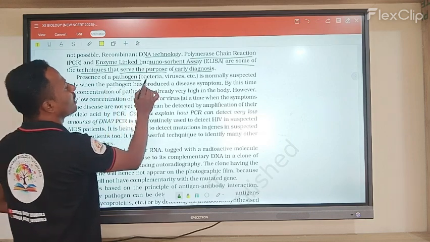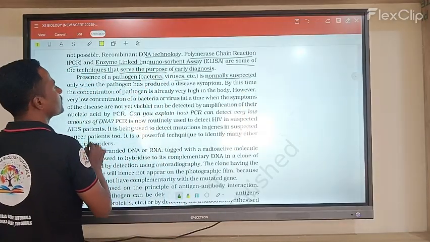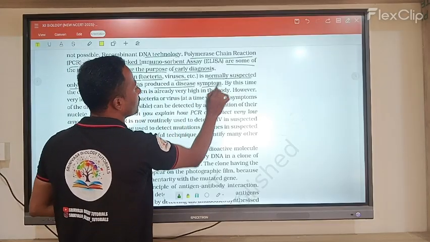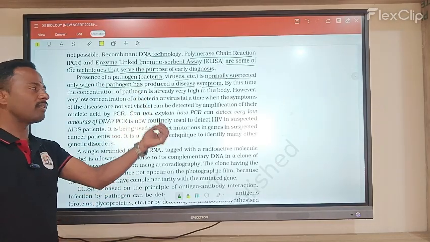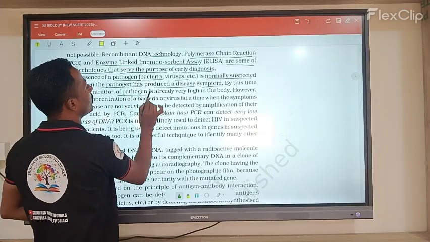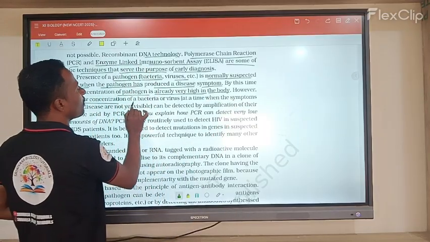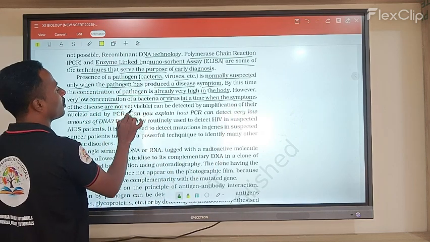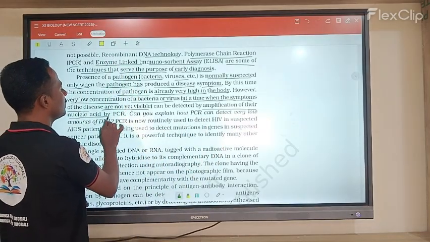The presence of pathogens like bacteria, viruses, etc. is normally suspected only when the pathogen has produced disease symptoms. Only when the symptoms are present do they identify this as a bacteria or a virus. By this time the concentration of the pathogens is already very high in the body. However, a very low concentration of bacteria or viruses, at the time when the symptoms of the disease are not yet visible, can be detected by amplification of their DNA, the nucleic acid, by PCR.